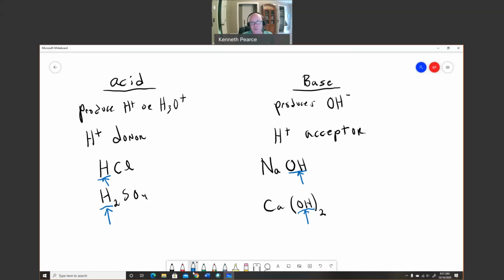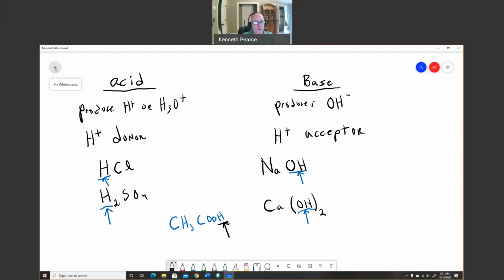Now, when we get into organic acids, then we have these things that are going to look like this. With organic acids, that's acetic acid, we have H on the end. For right now, let's just concentrate on having the H in the front for acids and bases.